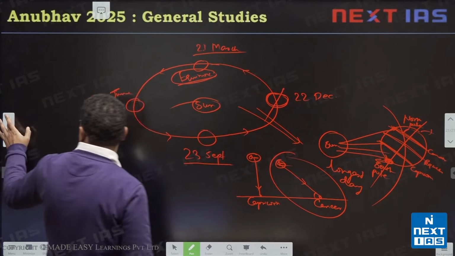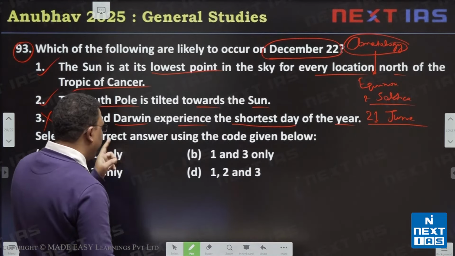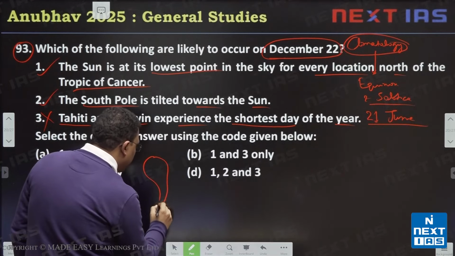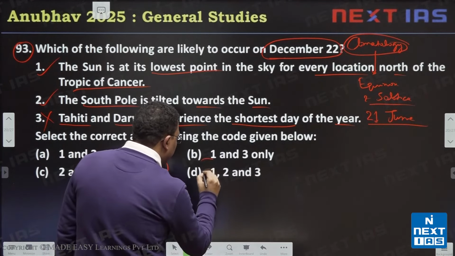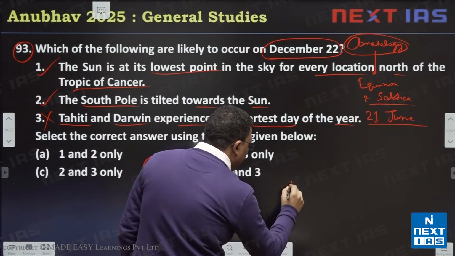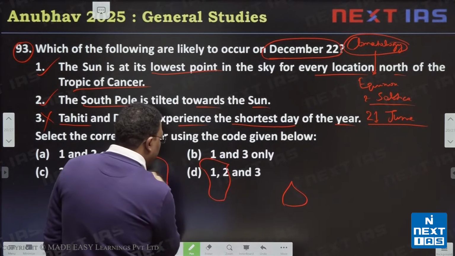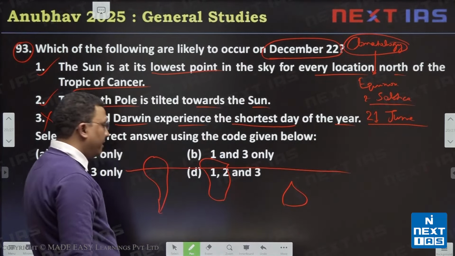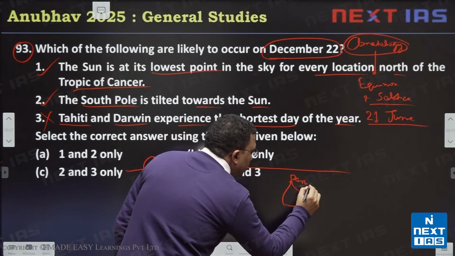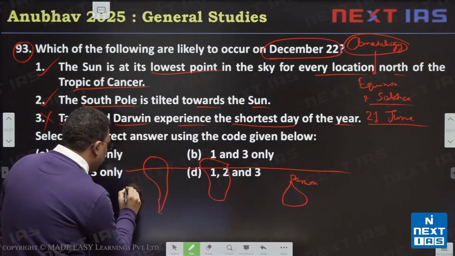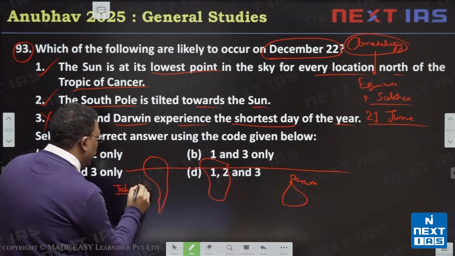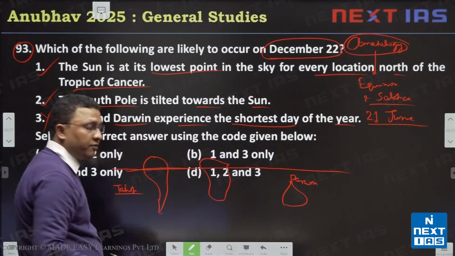And if you see, Tahiti and Darwin are located in the southern hemisphere. So let's say this is South America, this is Africa, and this is Australia, and this is equator, right? Darwin is located here and Tahiti is located here, right? So they are located in southern hemisphere.